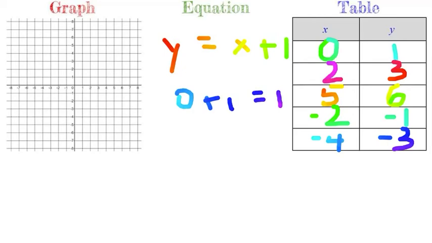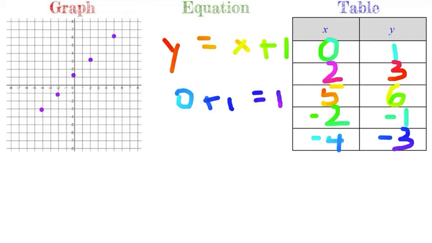Okay, so let's just graph some points. (0, 1) is going to be somewhere around there. (2, 3), somewhere around here. It's not going to be perfect, but you guys will get the idea. (5, 6), somewhere around there. (-2, -1) are about there. (-4, -3) about there. Okay, so you should see that's pretty dang close to a line. It's actually supposed to be a line, right? So we're going to connect the 5 points we have.